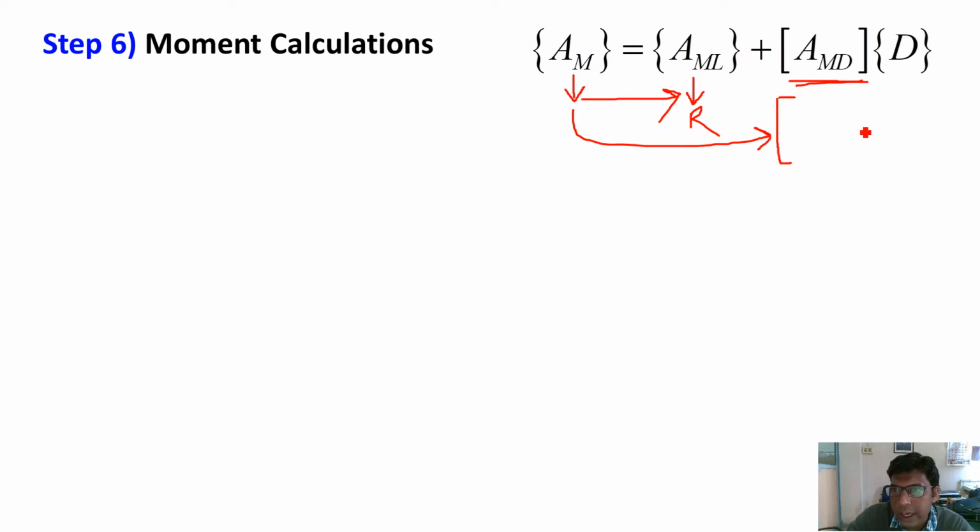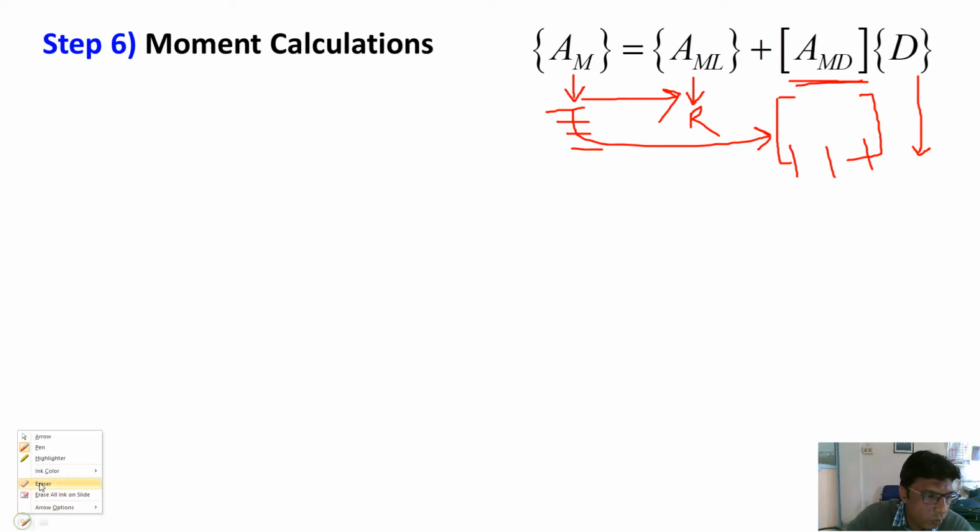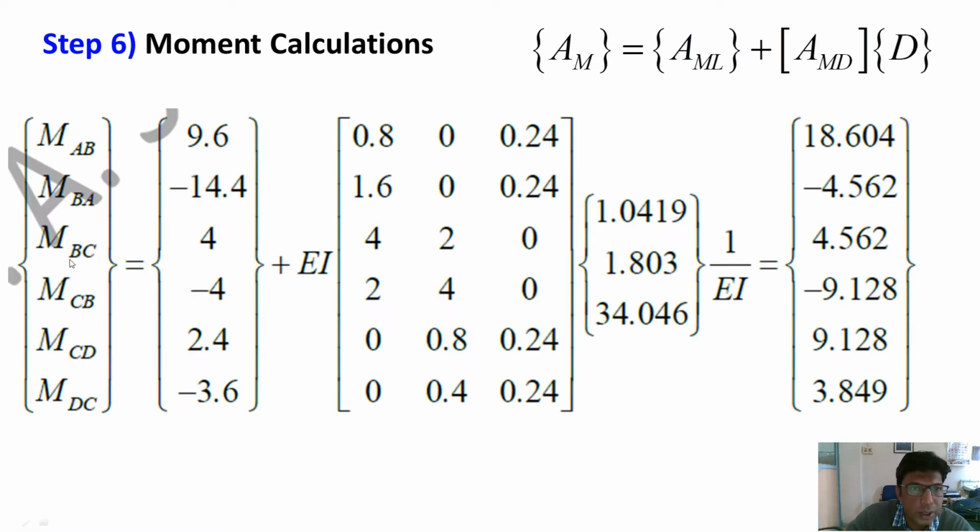AMD is equal to values of these unknown moments in the unit displacement figures. The number of columns of the AMD matrix is equal to the total number of unknowns, so there will be 3 columns. The number of rows depends on the unknown moments. D is the vector of kinematic unknowns, theta b, theta c, and delta. So using this equation we can find the moments. This is the final equation.